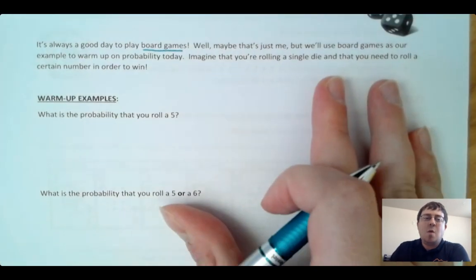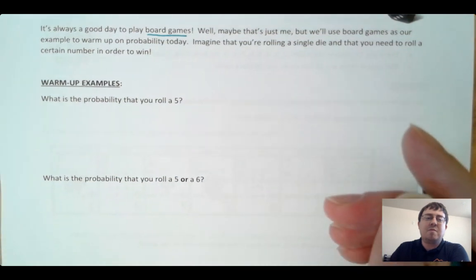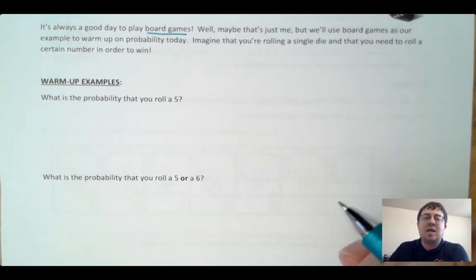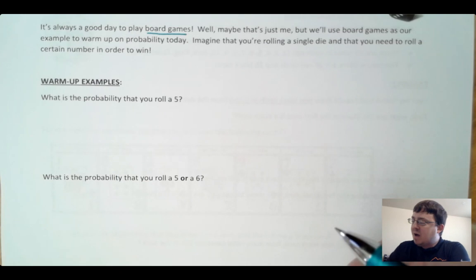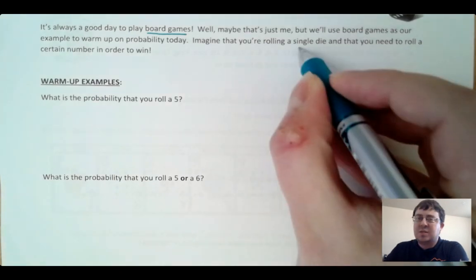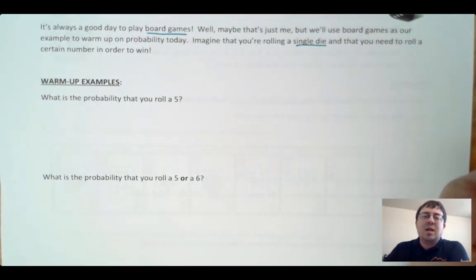So for these warm-up examples, the first one I want to figure out is what is the probability that I roll a 5 if I'm rolling just a single die in a board game. So I want to get at least a 5 in order to win the game. Maybe there's some kind of game where I need to get exactly a 5 to win. What's the probability that I roll a 5 given that I'm rolling one single die?